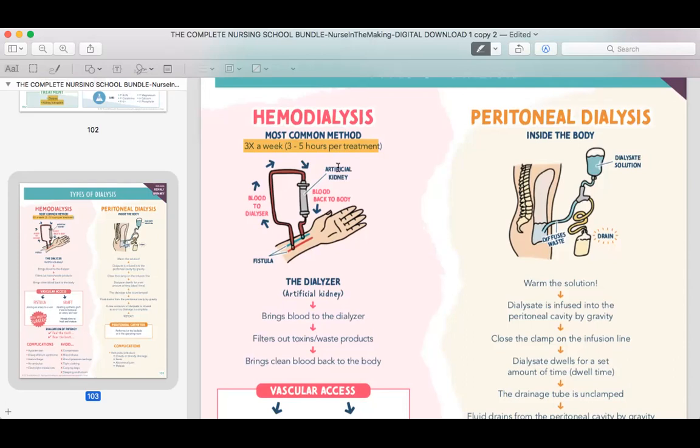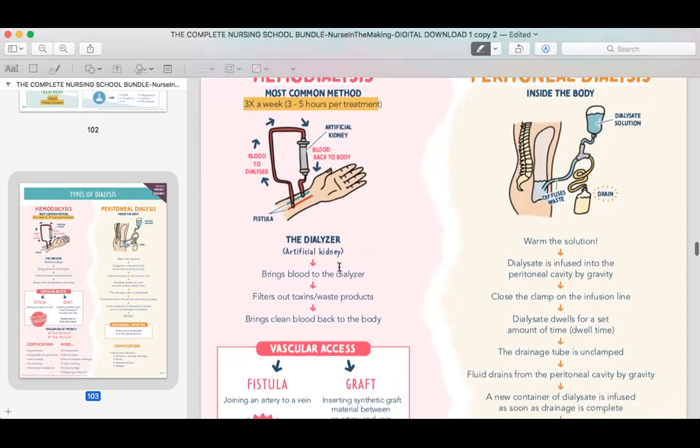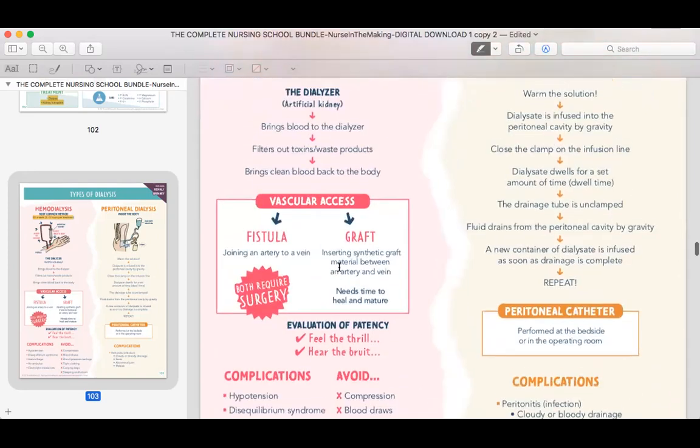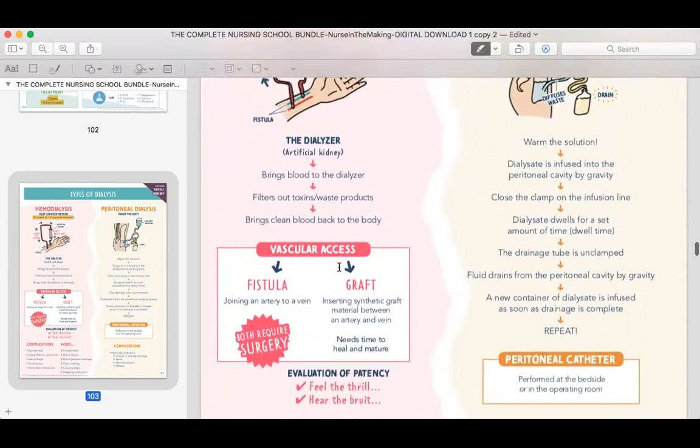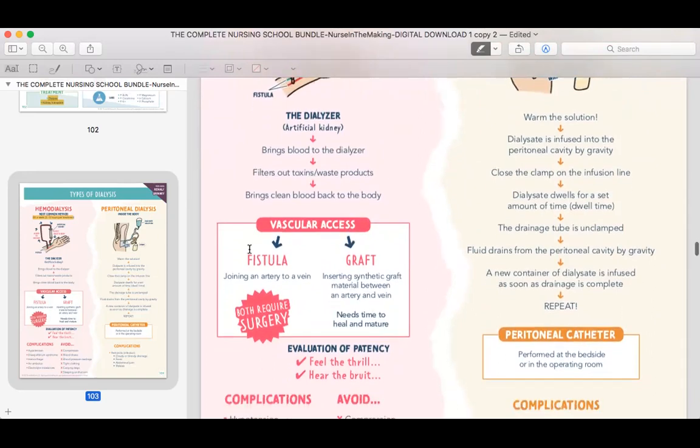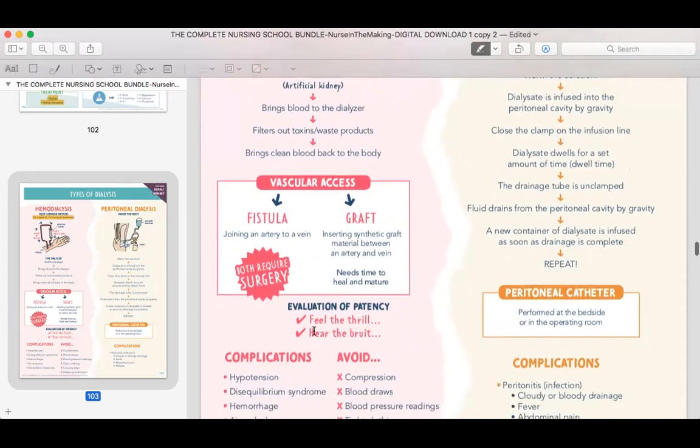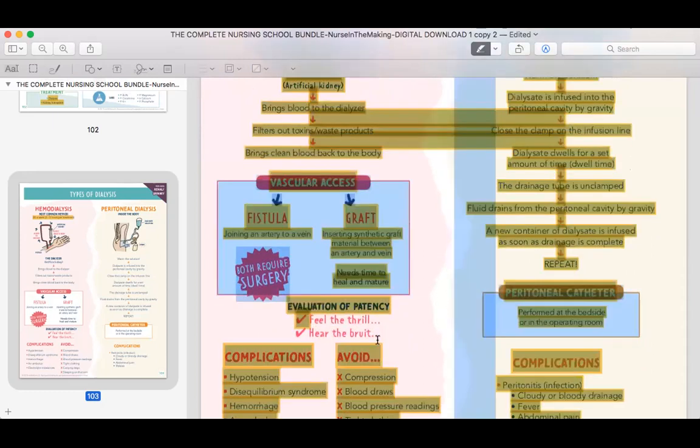It will increase your potassium, and that will lead to an EKG dysrhythmia. It's important not to miss a treatment. Before hemodialysis, it's very, very important that you check and assess your fistulas or your graft. You have to feel a thrill or hear a bruit. This is very important to know.